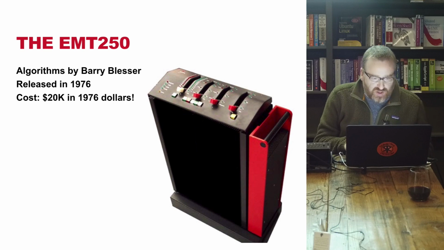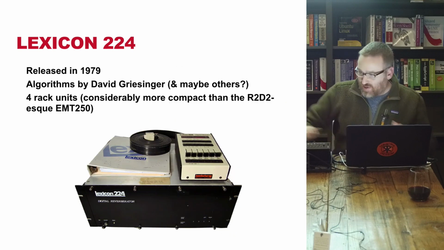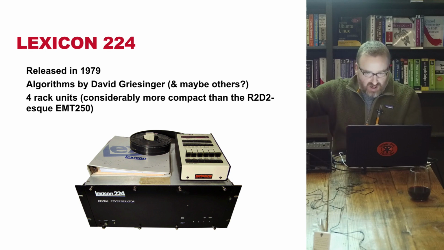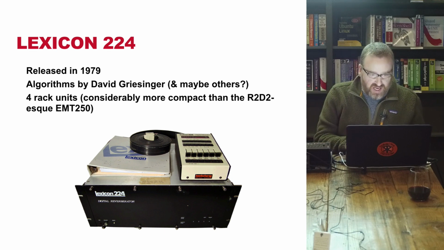Here's the Lexicon 224. It's a lot smaller. It's only about this wide by this tall. Sounds great to this day. Cheaper, it was only $8,500 in 1979.